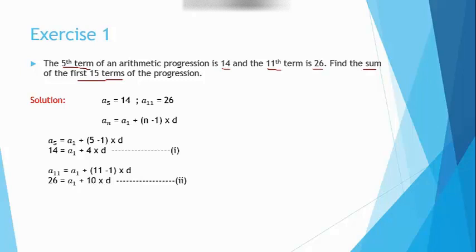By taking away the first equation from the second equation, we get 12 equals 6d, since the a1 in both equations gets cancelled off. If you divide both sides by 6, you get d equals 2. Now we know the common difference is 2, and we find the first term a1 by substituting d in equation 1. So 14 equals a1 plus 4 times 2, which gives us a1 equals 6.